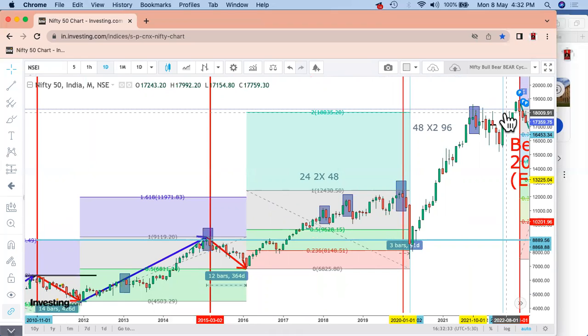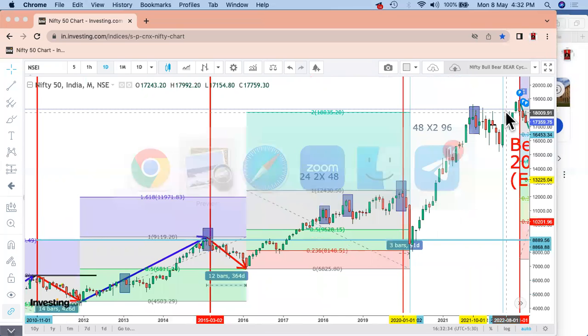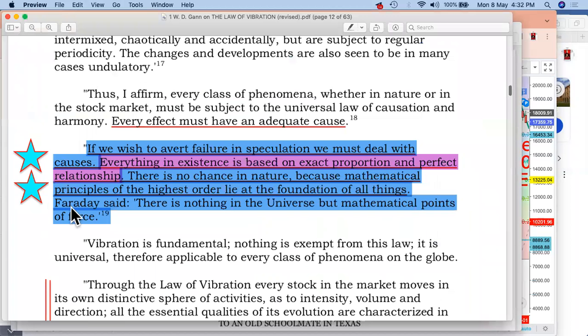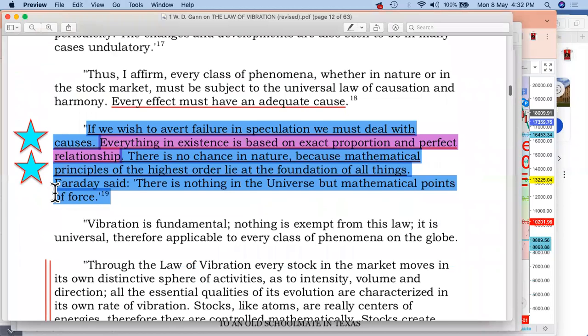So this was one thing. Let's go to one more thing in the book. What our scientist Faraday says is, there is nothing in the universe but mathematical points of forces. So these are all forces which are being impacted together. We need to understand how these forces work.